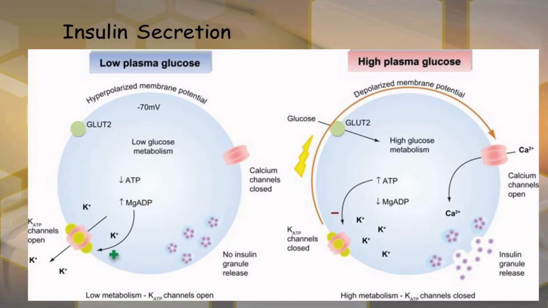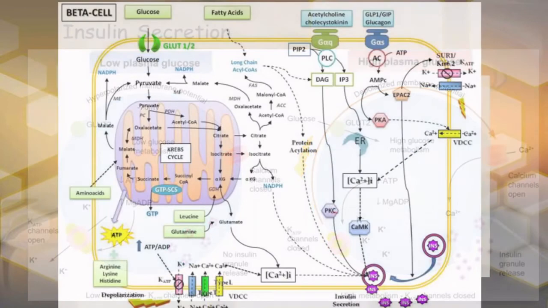the potassium channels are closed, and these effects will lead to a depolarization of the membrane potential, leading to calcium channels to open, so that intracellular calcium concentrations are increased. So the intracellular calcium concentration allows the exocytosis of the secretory granules which contain insulin from the cell, so that insulin is released into the circulation. So this is what happens during high plasma glucose concentrations.